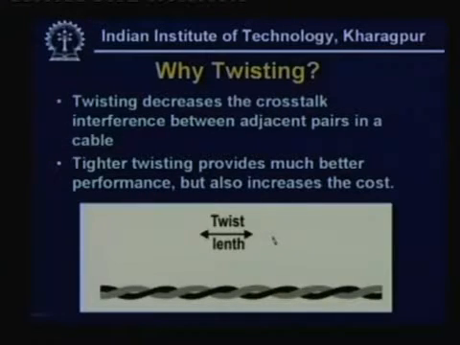Now, you may be asking, what is the need for twisting? Why are we twisting the wires? Why not just put two wires as they are? The need for twisting arises because of a phenomenon called crosstalk. As we have seen in the previous slide, we are taking not just one twisted pair, but a large number of twisted pairs together. So, a signal passing in one pair of wire will induce a signal in another pair of wire.